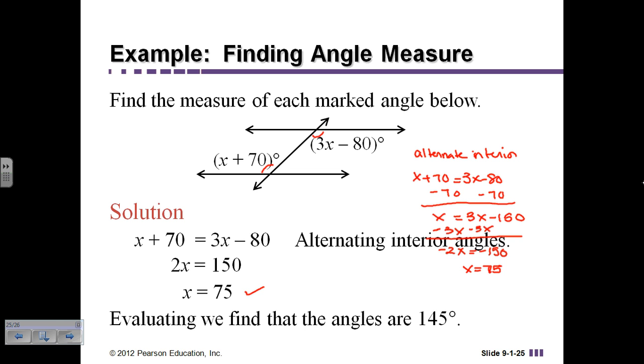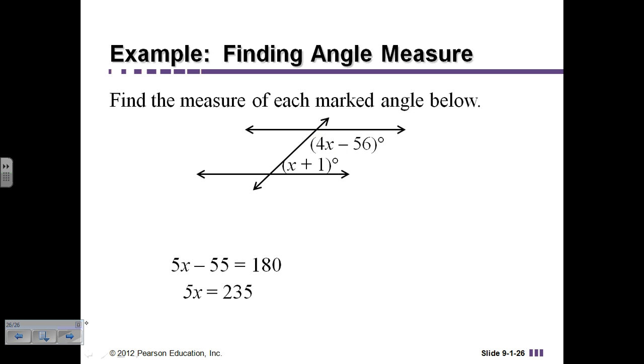Again, we're going to substitute in to find the missing angle. So you're going to have 75, sorry, x plus 70, so 75 plus 70 is 145. Since they're alternate interiors, I know that both of those are the same angle measure, so they're both 145 degrees.